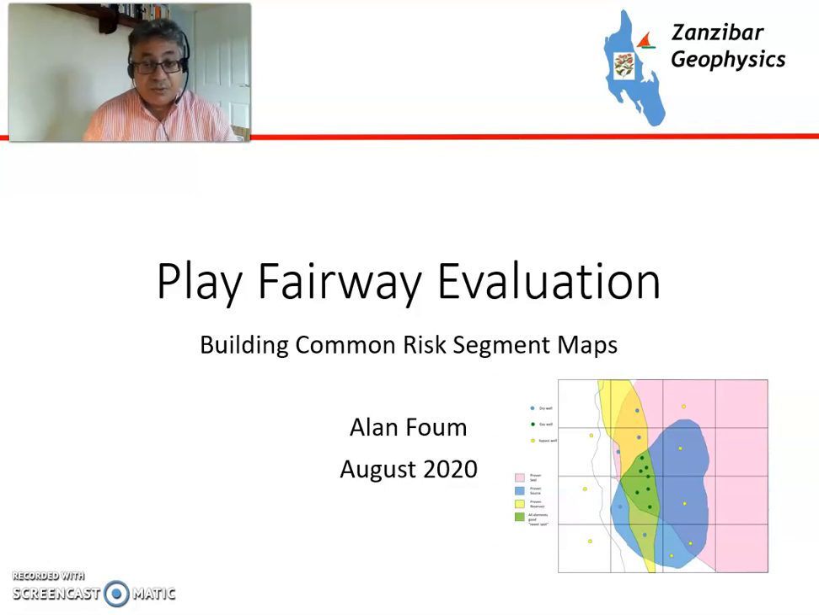Hello, my name's Alan Foom, and this is the fourth part of my talk on Fairway Evaluation. Today I'm going to focus on building common risk segment maps.